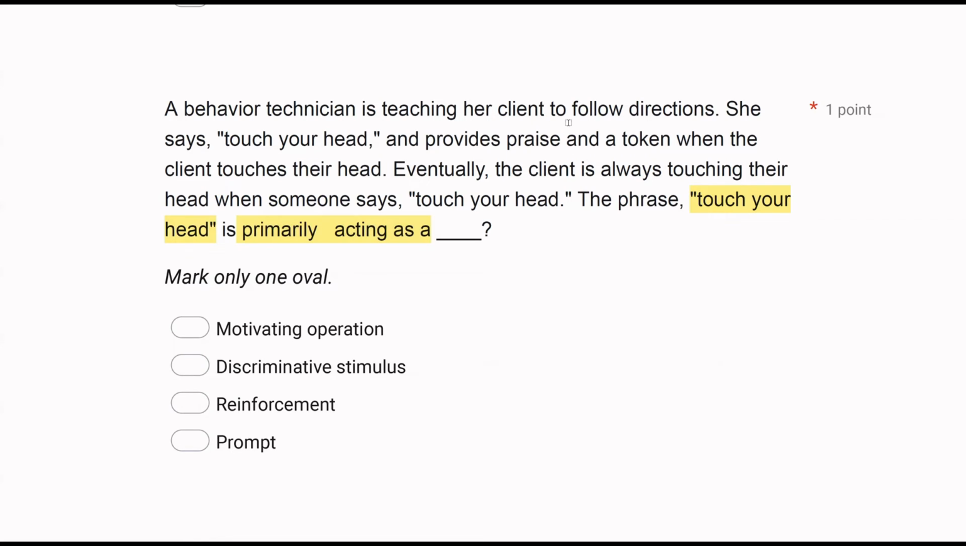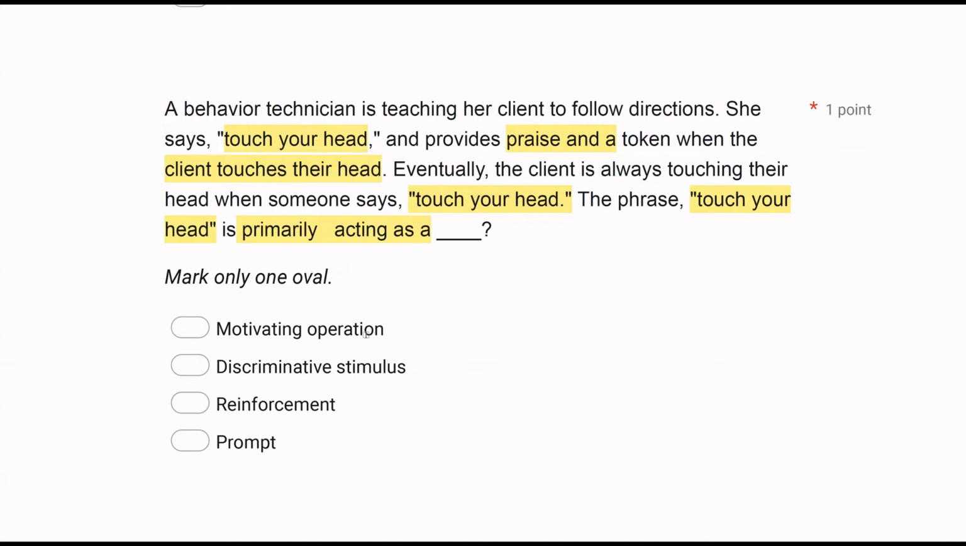Well, we know the technician is teaching the client to follow directions. So when she says touch your head, the client touches their head and gets praise and a token. Now, the client is always touching their head when someone says touch your head. So touch your head is clearly evoking this behavior. Why? Well, because each time someone says touch your head and the client does it, they get reinforced. So touch your head is now signaling to the client reinforcement is available if you engage in touching your head.